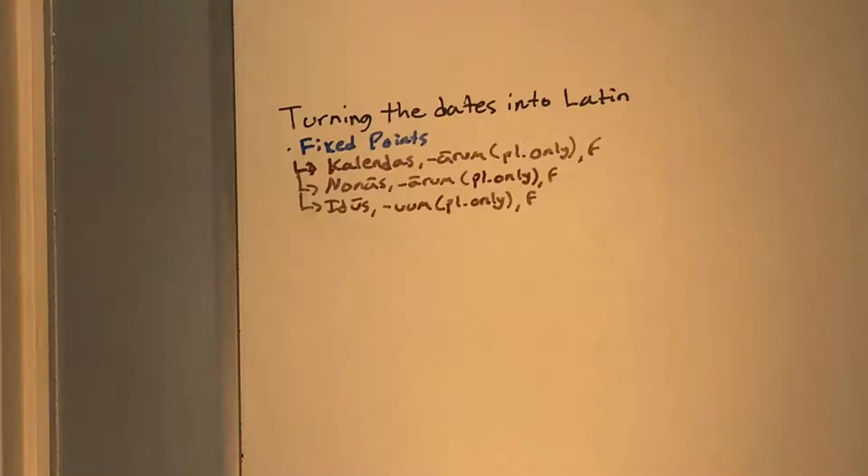Now let's have some fun and turn these days into Latin. We'll start with giving the Latin for the fixed points. The calends is rendered into Latin as calendas, calendarum, only found in the plural and feminine. All of the fixed points are only found in the plural and feminine. There are no singular forms for the fixed points. The nones is rendered into Latin as nonas, nonarum, and the Ides is idus, iduum. Notice how idus is fourth declension, so if you don't know your fourth declension endings, just make sure you remember them because they will come up later.